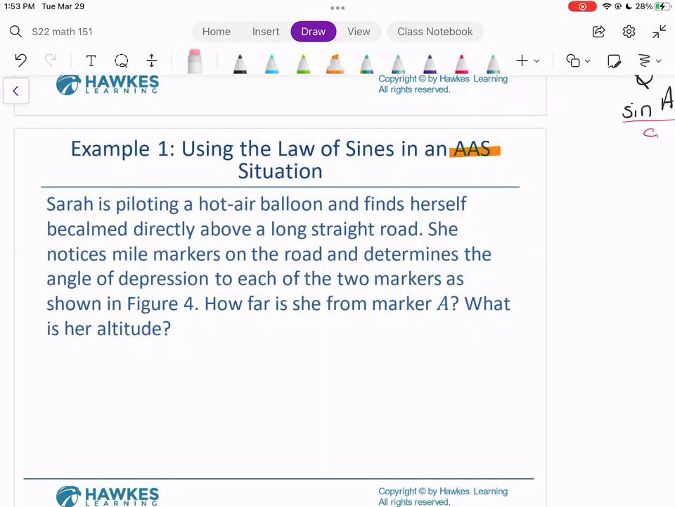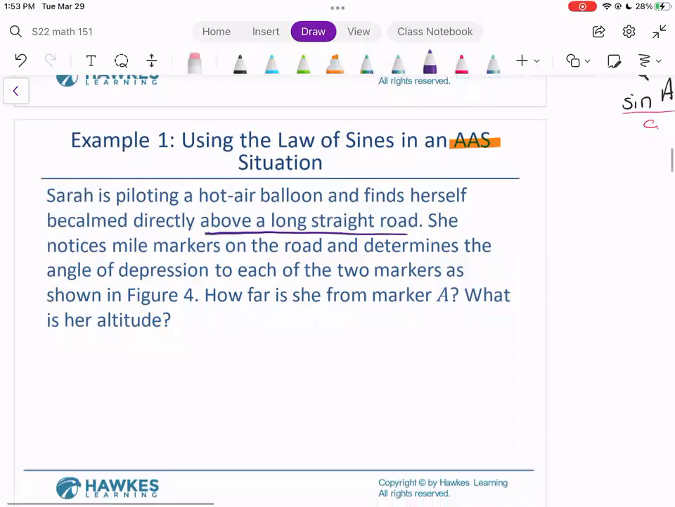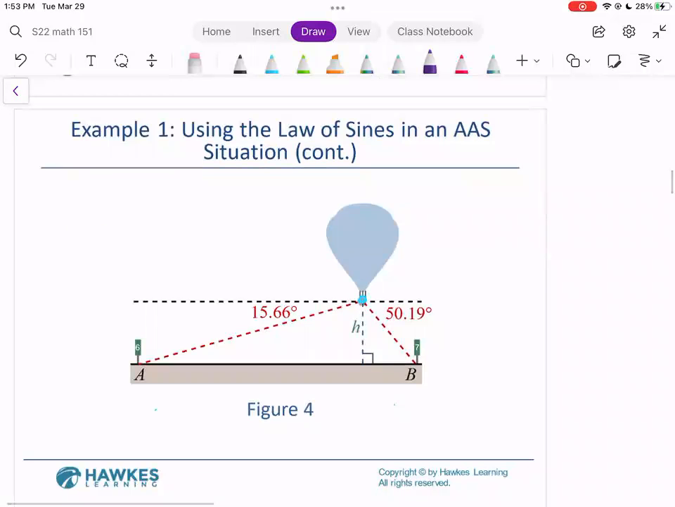We have a person piloting a hot air balloon and they get stuck above a long straight road. They have mile markers that tell them the length between 2 points, and they can determine the angle of depression to each of the two markers, but they want to know how high they are and their distance from a certain mile marker. So here's our situation.